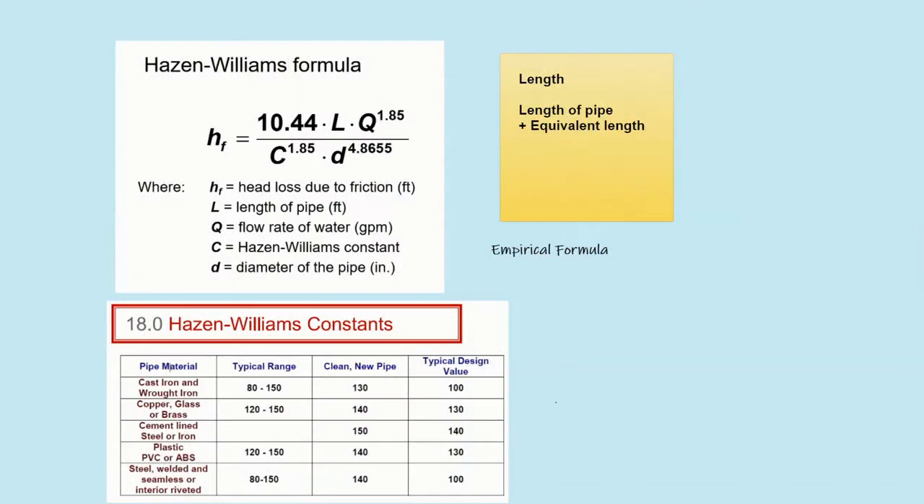Hello, this is Mr. Huff, and let's talk about the Hazen-Williams formula. This is what we use to calculate the head loss due to friction. And right here it says feet, but what they mean is feet of water. And if you have the feet of water, you can convert that into PSI.